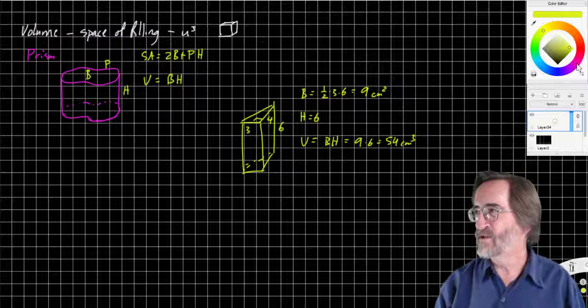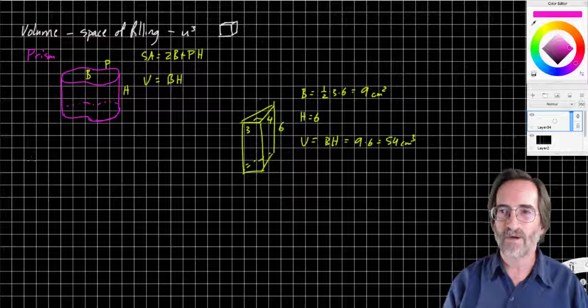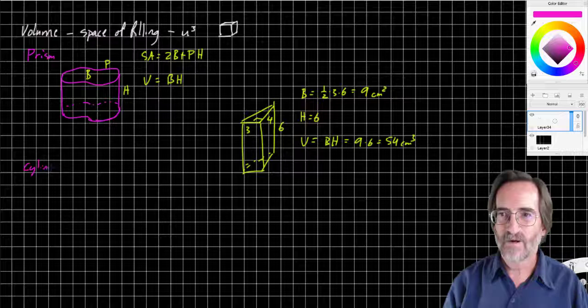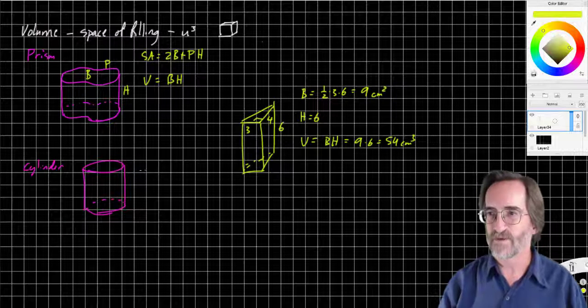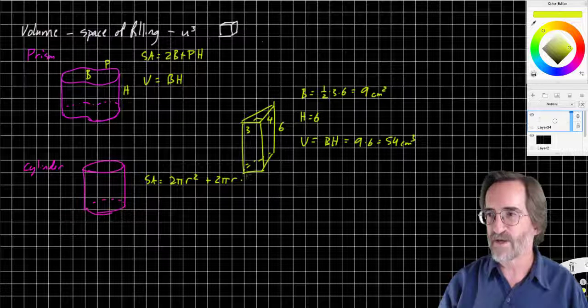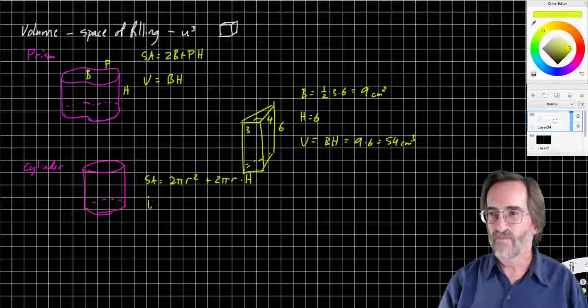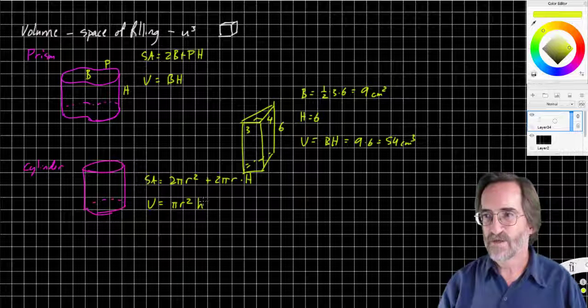Then we've got the volume of a cylinder. A cylinder is a circle pulled through space. You may recall the formula for the surface area of a cylinder as 2 pi r squared, that's two circles, plus 2 pi r, and that's the perimeter, the circumference of the circle, times the height. Well, the volume is simpler than that. The volume is the area of the base, pi r squared, times the height, h.